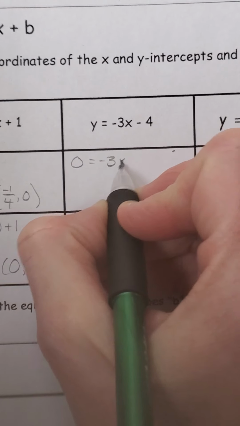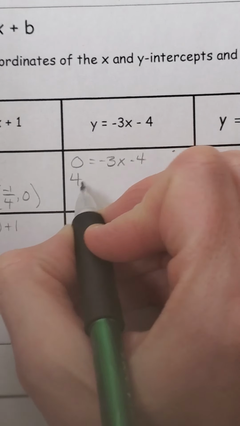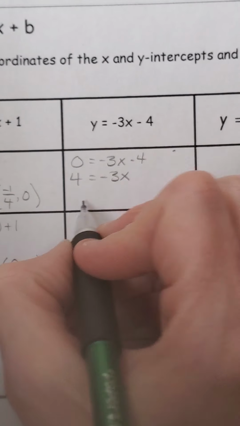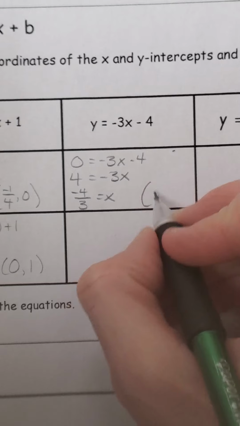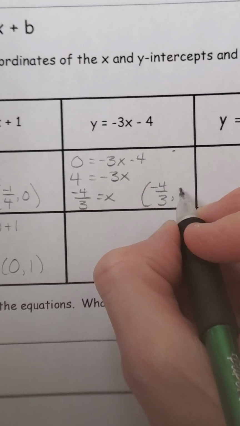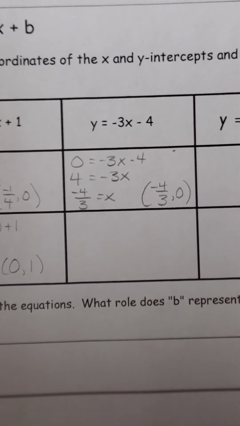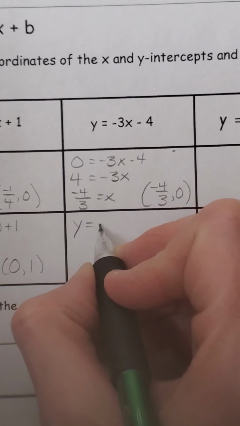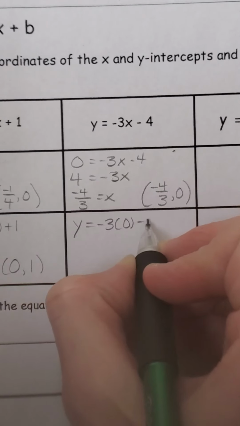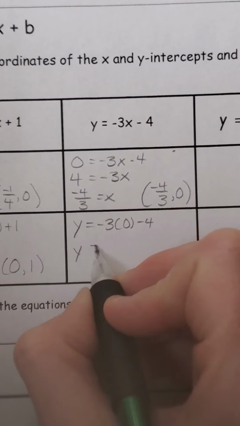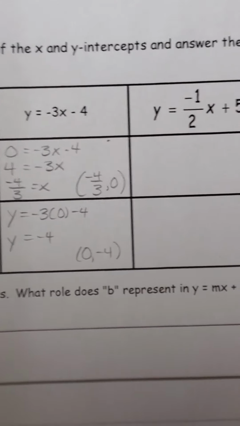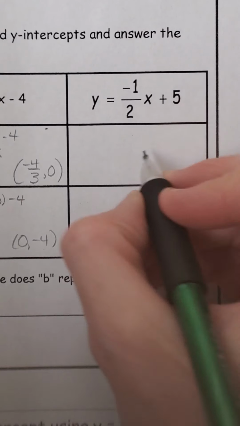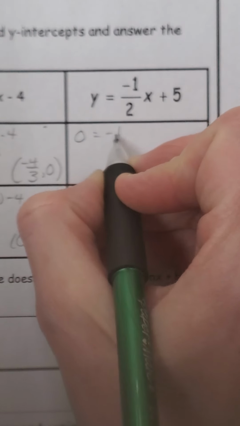0 equals -3x minus 4. So we'll put 0 in place of x. And the last one, we'll do our fraction one here.